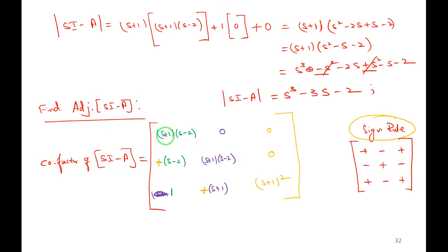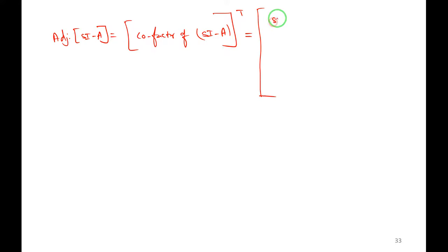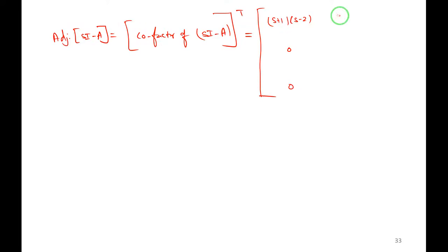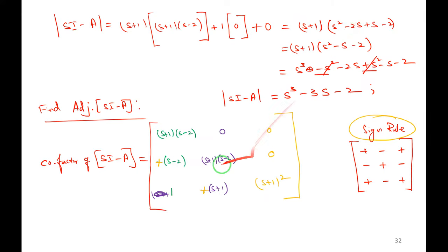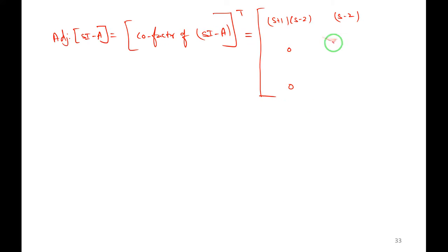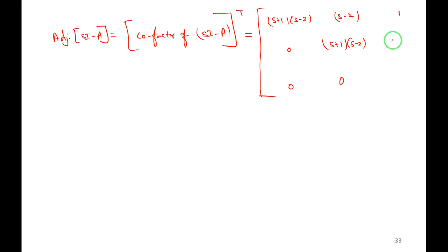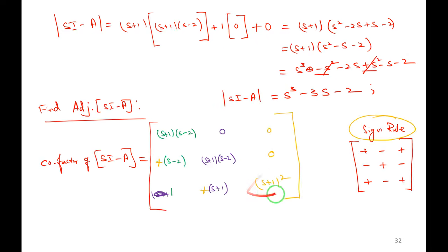So this S plus 1, S minus 2, 0, 0, right? So this row will become column there. S plus 1, S minus 2, 0, 0. S plus 1, S minus 2, 0, 0. Next, S minus 2. Next, S plus 1, S minus 2. Next, 0. Next, third row, 1, S plus 1, 1, S plus 1. Next, S plus 1 whole square.